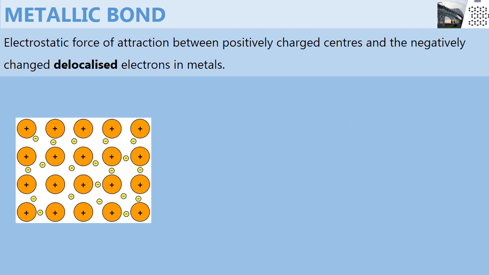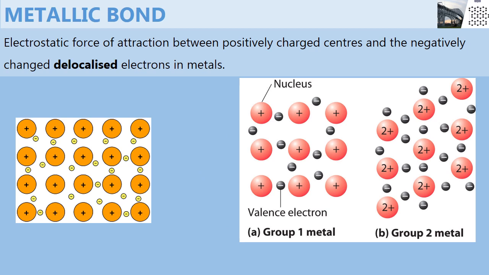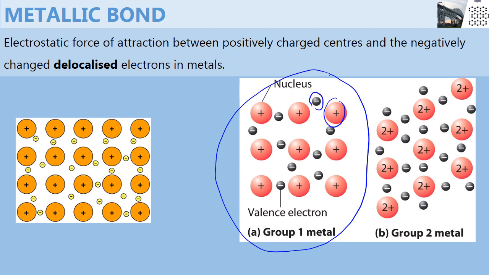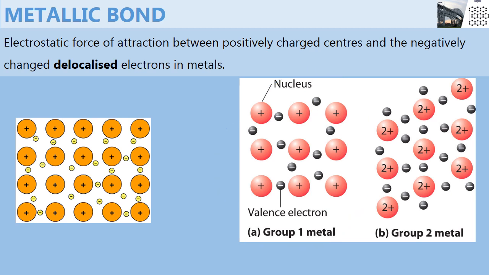Now let us take an example. Group 1 elements would be drawn as shown here. You see that every positively charged center has one delocalized electron. But for group 2, each positively charged center has two delocalized electrons.